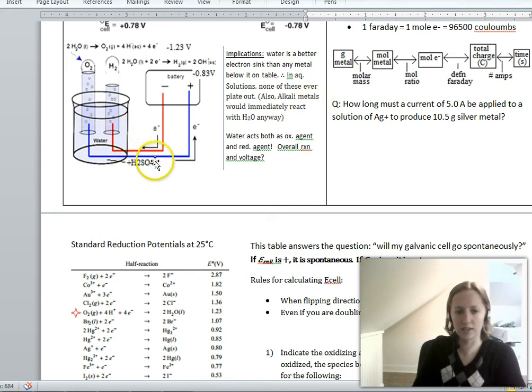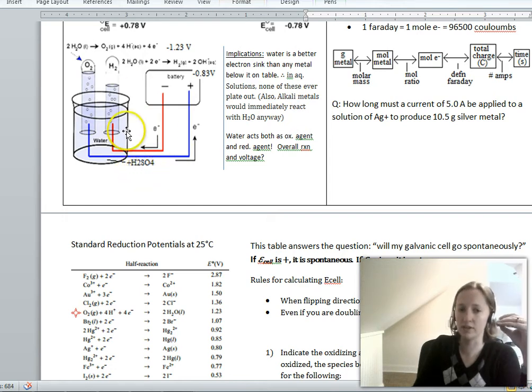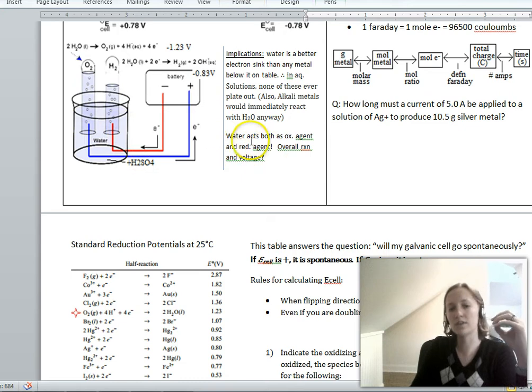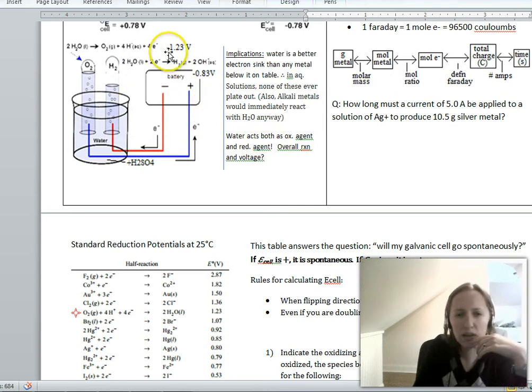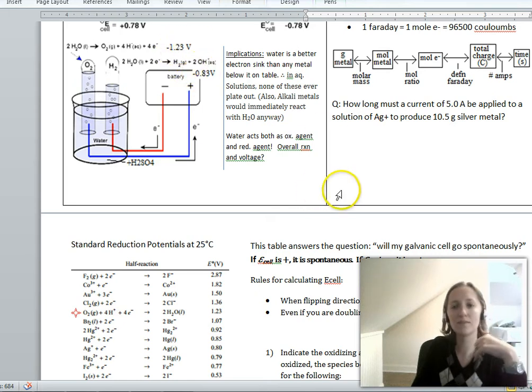None of these ions are going to react because they're not as good of a cathode and they're not as good of an anode as water is. So in this case, water is acting both as the cathode and the anode, the oxidizing agent and the reducing agent. And the overall reaction you can figure out, and the overall voltage is going to be negative 2.06.